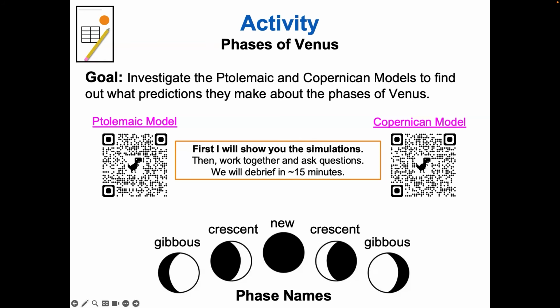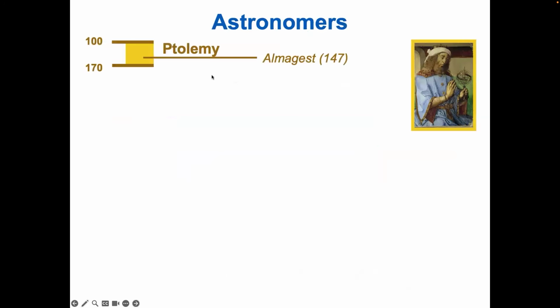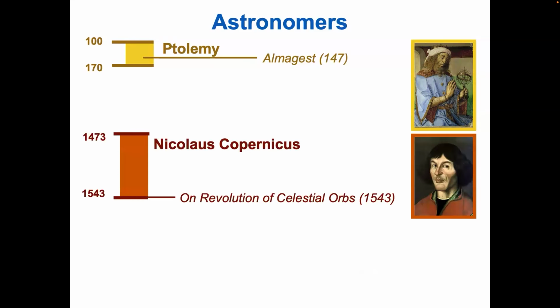So you just did something that you could basically do because we live in the era of the telescope. So when we think of astronomers, Ptolemy, as I said, was an ancient Greek astronomer. He lived between 100 and 170 AD, and he published his work on astronomy, the Almagest, in 147. Then, over 1,000 years later, Nicholas Copernicus, who was a Polish astronomer, on his deathbed, published On the Revolutions of the Celestial Orbs, in 1543.